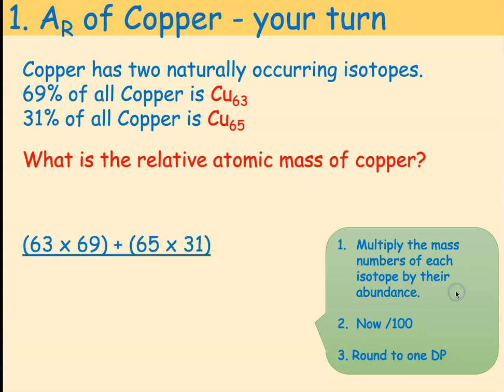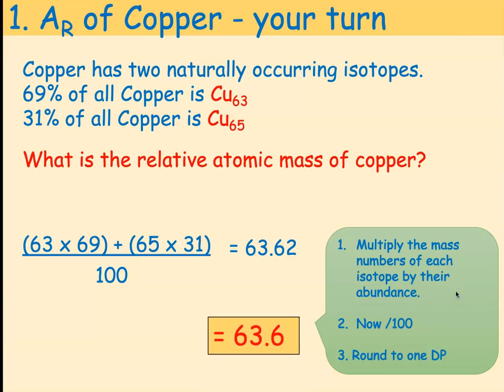Okay, so we've got 63 times 69 plus 65 times 31, divide it by 100, 63.62, and step 3 to 1 decimal place, 63.6. Now I hope that you all got that answer.